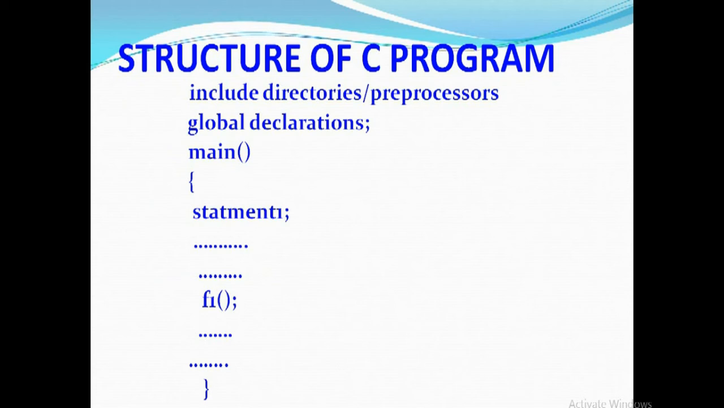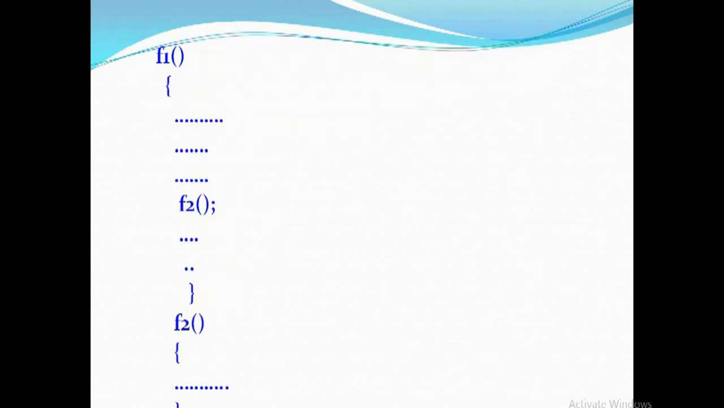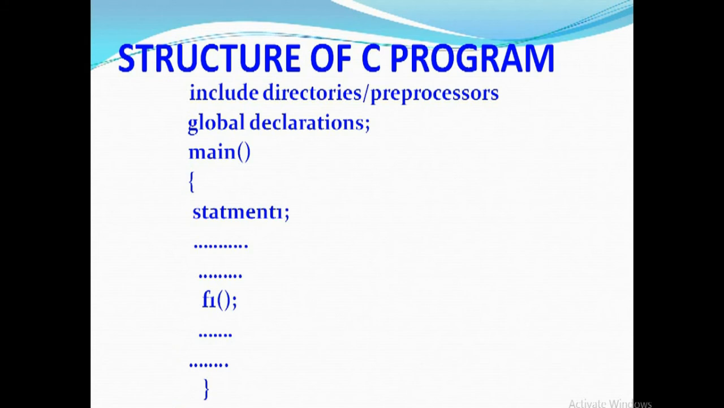Our next requirement is the structure of a C program. Include directories or preprocessor, global declarations, then main, a set of statements, then calling F1, and F1 is another function, and in F1 we are calling F2. F2 is another function here. We know that a C program is nothing but a collection of functions. It should have one function called main. The reason is that program execution always starts from main itself.